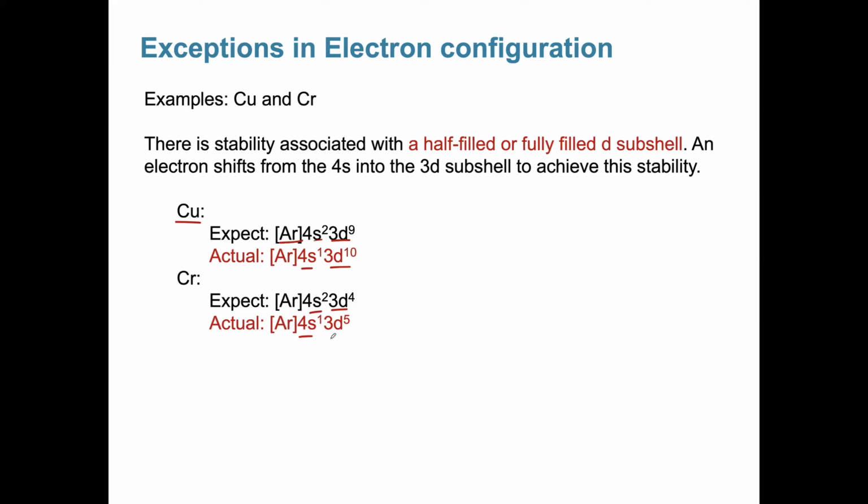This is because there is a stability associated with a half-filled or fully filled d subshell. If you remember, a d subshell has 5 orbitals, right? So if we write the valence electron configuration of copper, it's 4s2, 2 electrons right there, and 3d9.